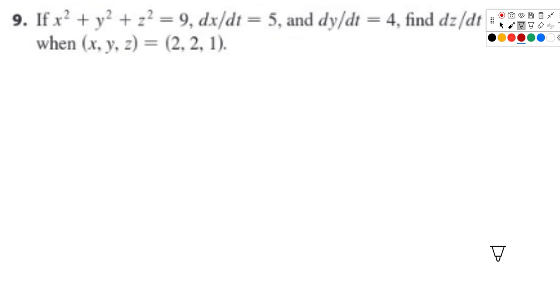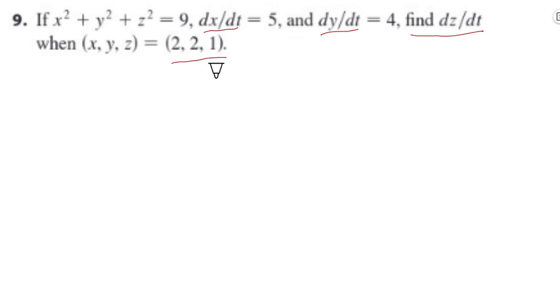Or at least that's what it could be. I guess it could represent something else. But they tell us, okay, we've got this. They give us how x is changing, how y is changing, and then we're supposed to find how z is changing. And again, we have to be given a particular point in time.